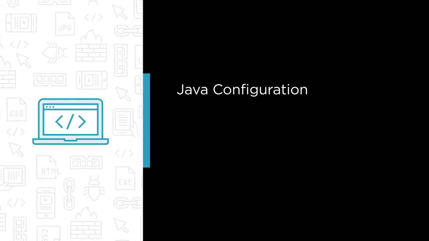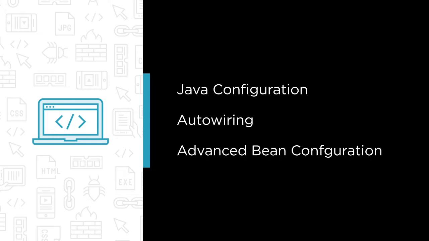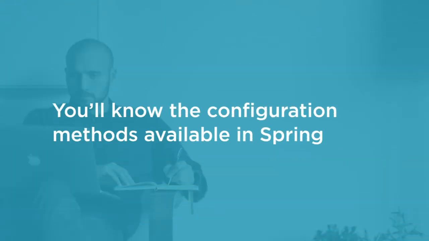Some of the major topics that we will cover include Java configuration, Autowiring, and advanced bean configuration. By the end of this course, you'll know the configuration methods available in Spring and how they'll benefit your code. Before beginning the course, you should be familiar with Java, but no previous Spring experience is required.